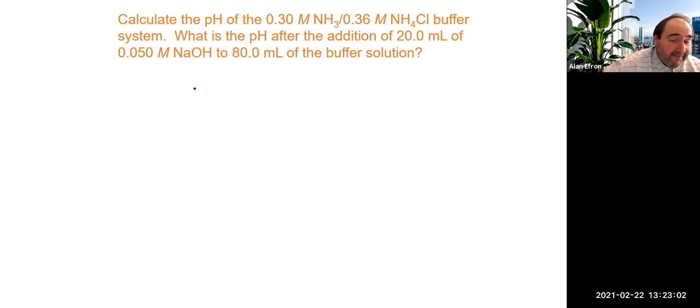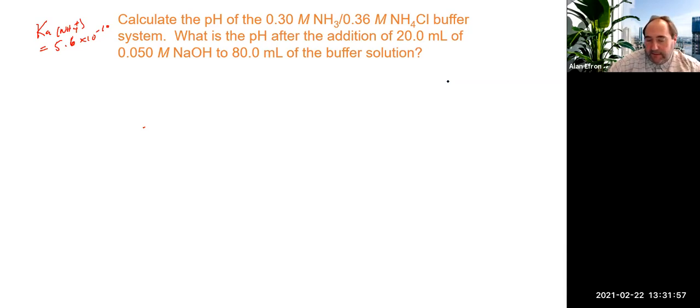Let me also give you a piece of information that might be helpful. Yes, sorry. Ka for NH4+ is 5.6 times 10 to the minus 10. You make it what is your pH, the baseline pH where it's starting.